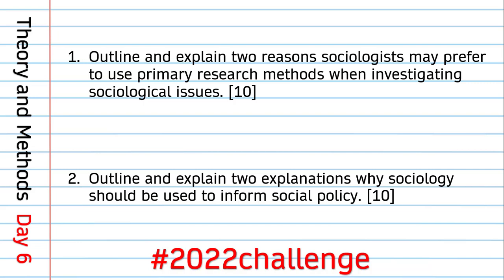So the question for day 6, which will be March the 7th, is outline and explain 2 reasons sociologists may prefer to use primary research methods when investigating sociological issues. Bit of a mouthful of a question, but it's asking you, why might sociologists prefer to do the research themselves rather than rely upon secondary sources? And this is almost like a flipped way of looking at a question that was asked a few years ago about why sociologists use secondary sources.